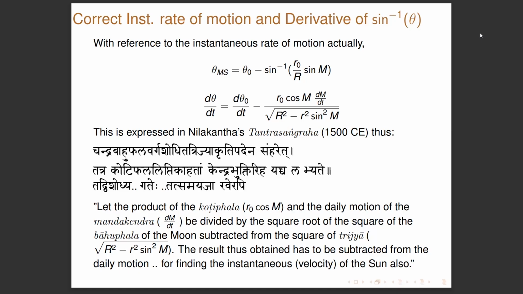So what he says is Chandra Bahuphala, that is R sin m. Varga is the square of that. Varga Shodhita Trijya-kruti. Trijya-kruti is R square, so this is subtracted from that. Pada is square root. Something is divided by the samhare. Tatra koti phala liptika nam. Kendra bhukti, that is this. Yacha labhyate tad vishodyato tat samayaja. That is the instantaneous velocity. You also do this; that's how it is expressed.